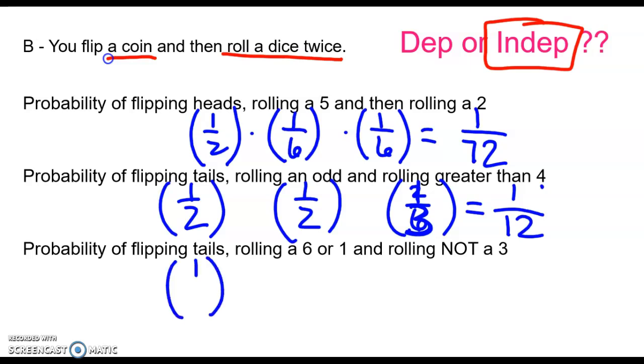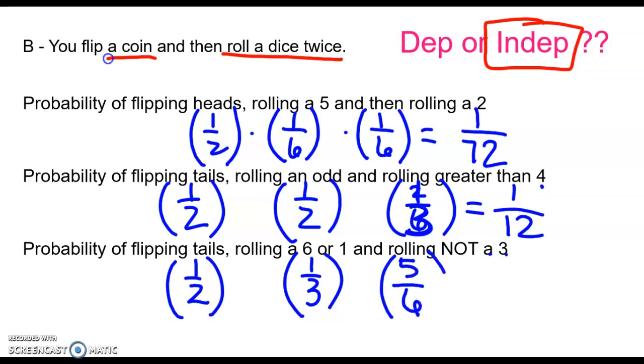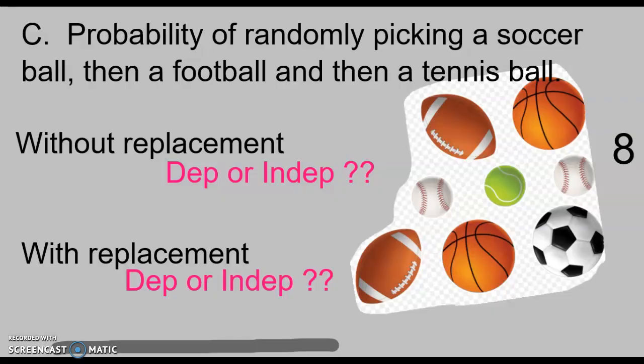Probability of flipping tails we know is 1/2. Rolling a 6 or a 1, well, that's 2 out of 6 outcomes, so I'm going to simplify it. And rolling not a 3. Well, not a 3 means there's 5 different outcomes: 1, 2, 4, 5, or 6 out of the 6 on a dice. Now multiply across the top. Multiply across the bottom. So 2 times 3 is 6 times 6. There we go. So we're just getting in the habit of multiplying probabilities together.